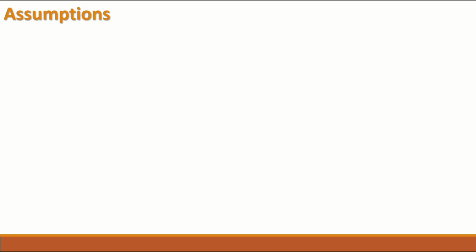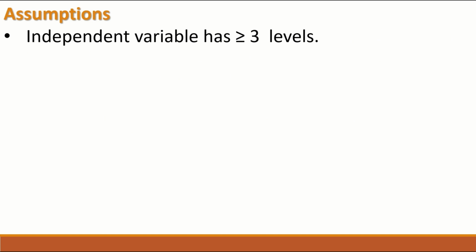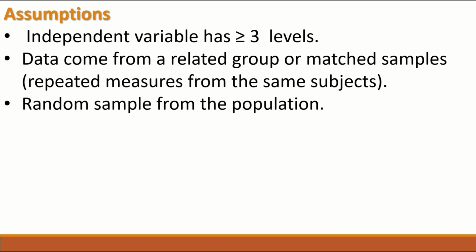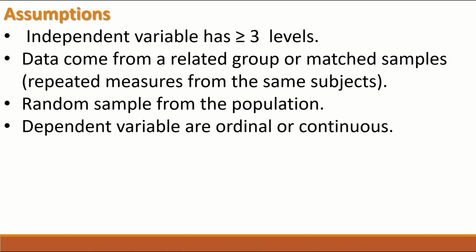unreliable, incorrect conclusions. Some of the assumptions that are important for the Friedman test are that the independent variable has at least 3 levels in it, or 3 groups. The data come from related groups or matched samples, i.e. it is repeated measures from the same subject, the same participant participates in the groups. The samples are randomly selected from the population, and the dependent variable can be ordinal or can be continuous.